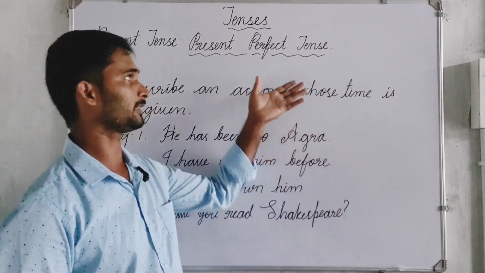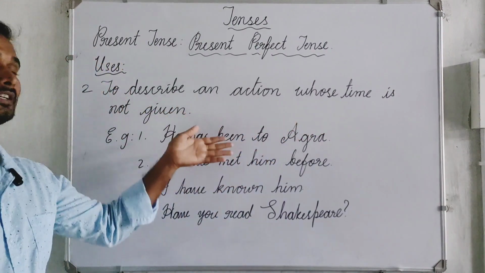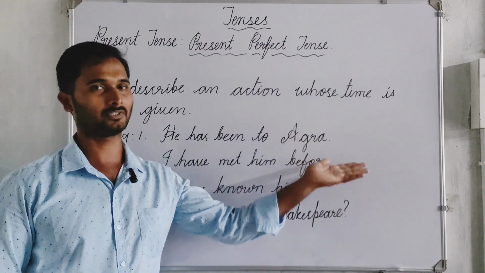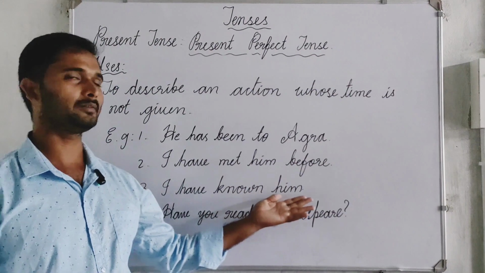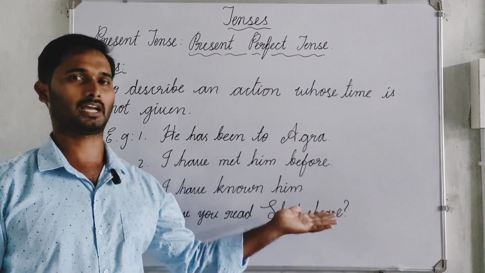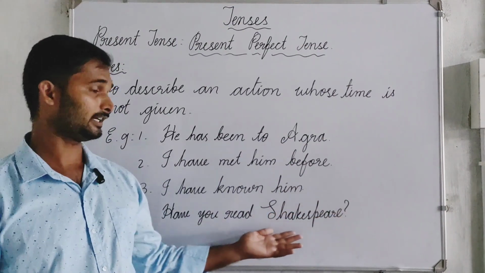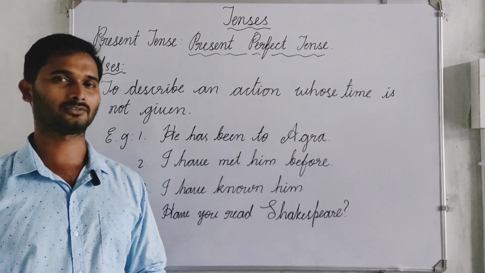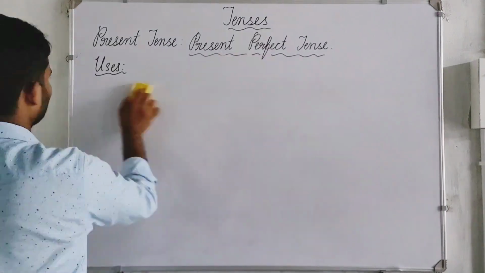Here is the second use of present perfect tense. It is used to describe an action whose time is not given. Here are some examples. He has been to Agra. The time is not given. I have met him before. The same. I have known him before. This sentence expresses that I have known him from a particular time in the past. It still continues. Have you read Shakespeare? In these four examples, the time is not given. We can use the present perfect tense to express these kinds of actions.